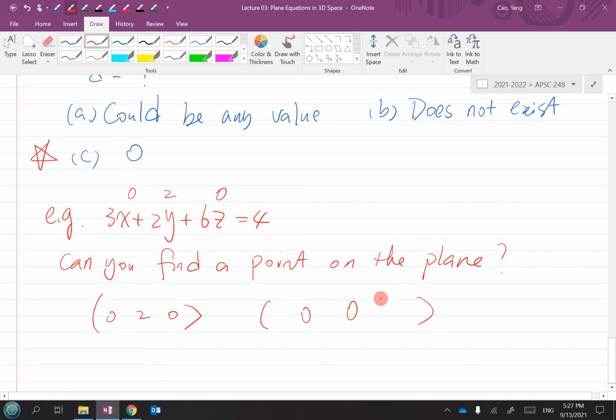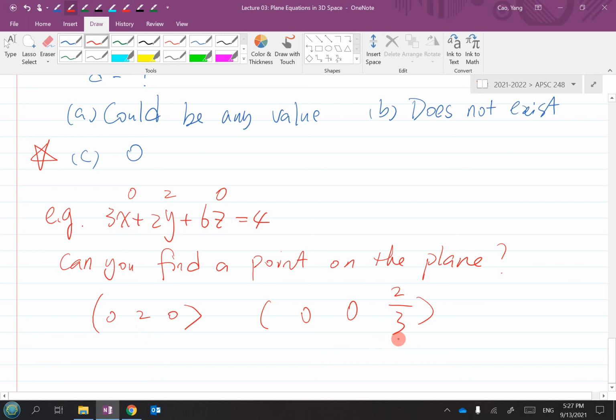0, 0, and what? 2/3. Yes. Okay? It's not as integer as this one, but yes, it is, right? So this time you're setting x, y to be 0, you solve for the z. Very good. All right, so this is exactly the way you can find points on the plane.